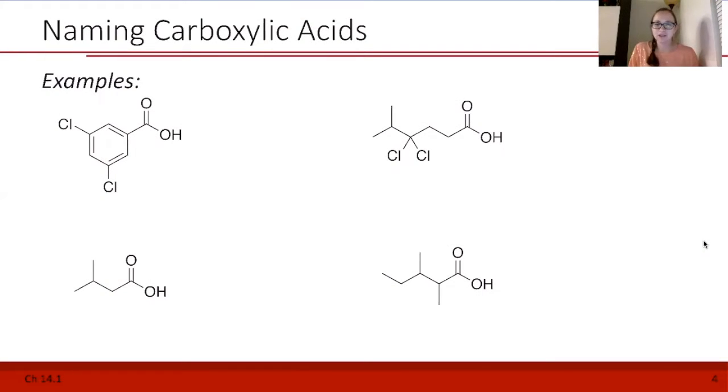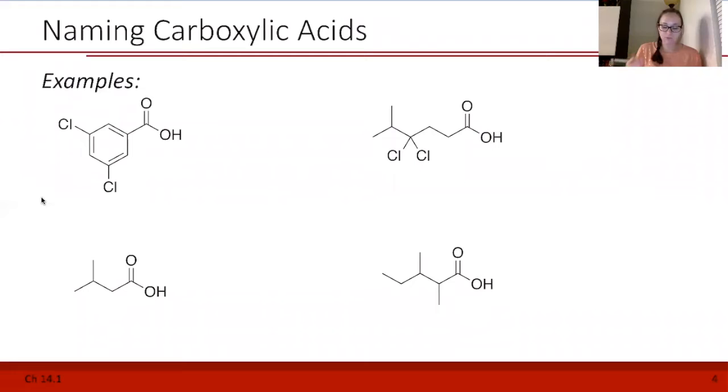Okay, hey guys, so we're going to go through a few examples of naming carboxylic acids, and then the next slide has 4 practice problems for you guys to try on your own after looking at these examples. So this first one here is an aromatic compound. Remember that this is going to have the base name benzoic acid.